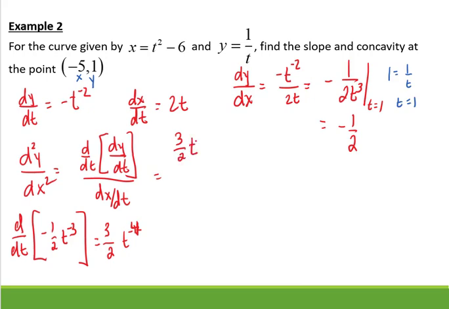On the bottom, dx/dt, we have that right here. That's 2t. So that simplifies to 3/4 t to the negative fifth. And this is always going to be positive, so we are concave up.